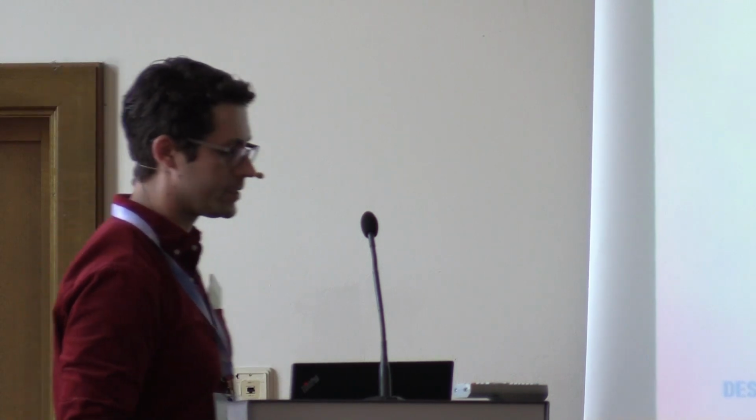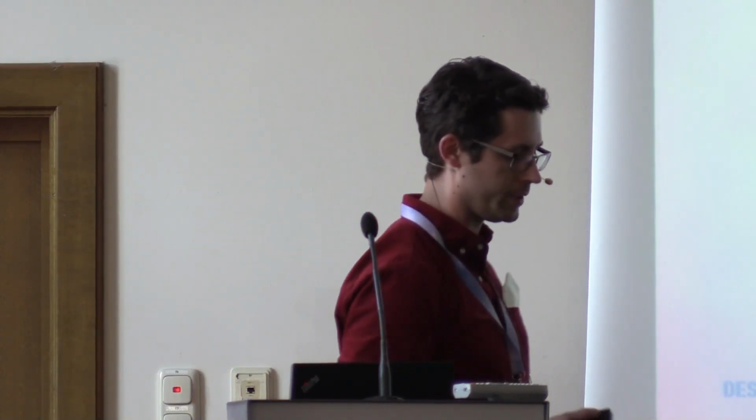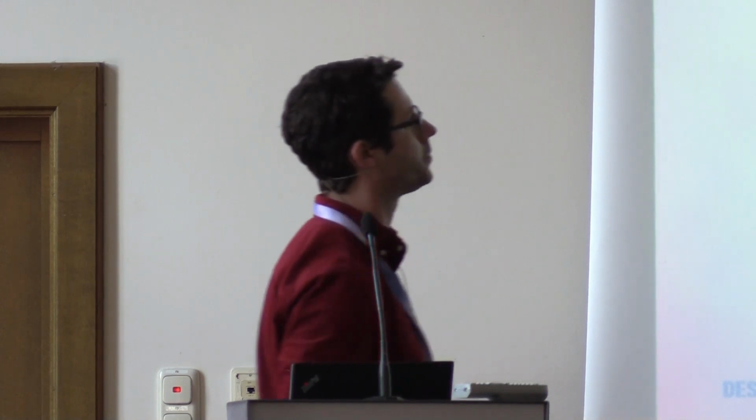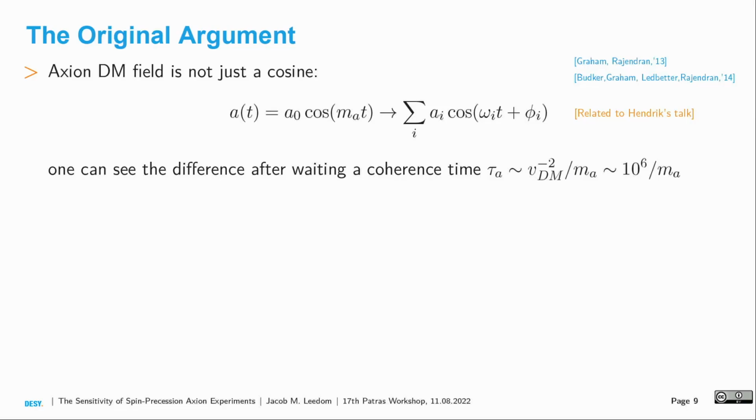All right, so before continuing, I think it's worthwhile reviewing the original argument from the CASPEr papers. So of course, the argument I presented on the previous slide is very simple. What you actually have to do is model the dark matter field not as just a single plane wave, but actually, as one way to model the dark matter field anyway, is via a sum of plane waves. And of course, this is related to some discussion Hendrik's talked about earlier today.